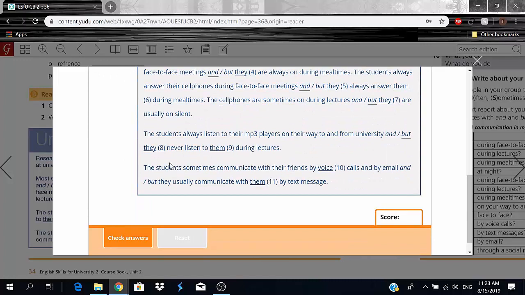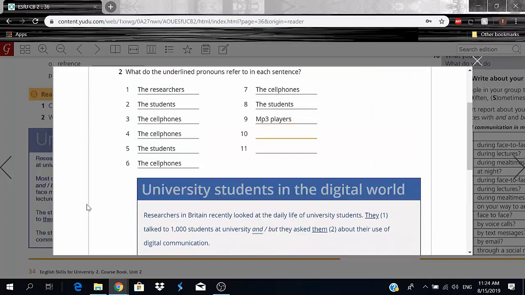The students sometimes communicate with their friends by voice calls and by email, and or but they usually communicate with them by text message. Okay, so let's actually stop for number 10, voice calls. But they, do we have they here? It's actually not voice. Voice is not a pronoun, so I think this is a mistake right here. It's actually going to be they. Okay, so we'll take it as they, for number 10. So if I'm going to say they, we're obviously referring to the students one more time. Okay, so the students again.